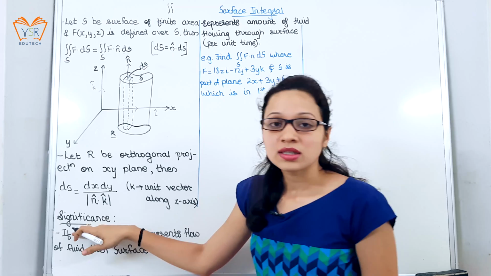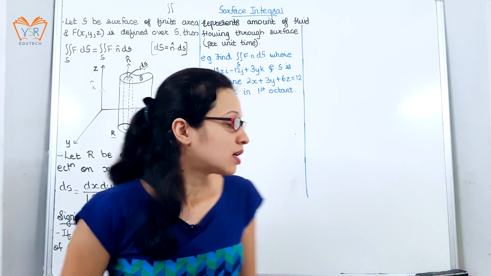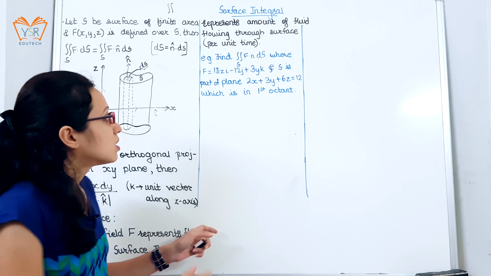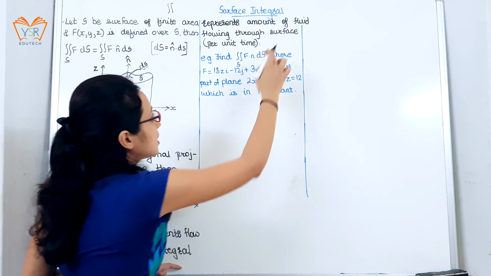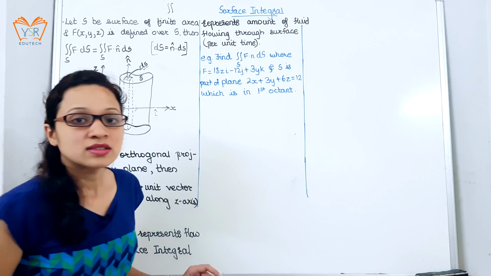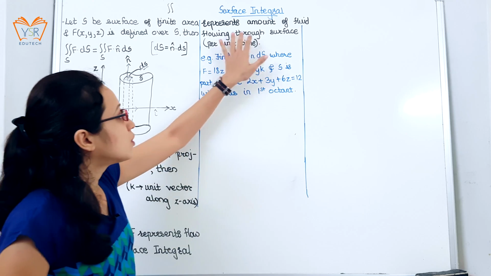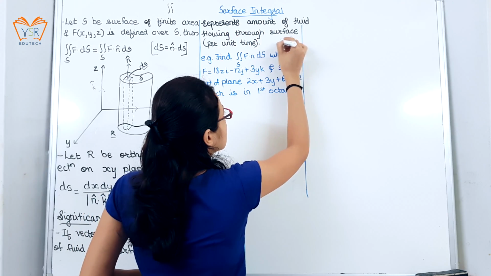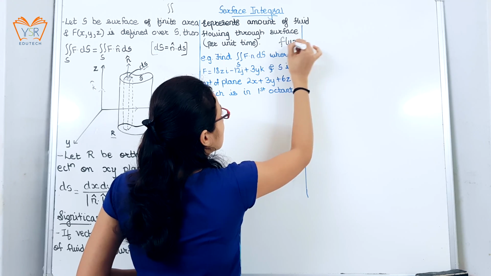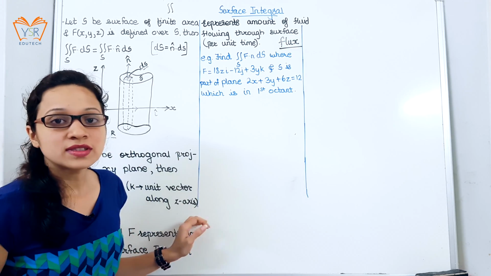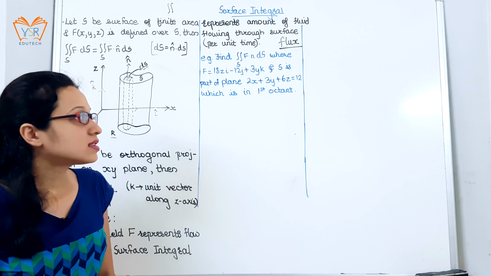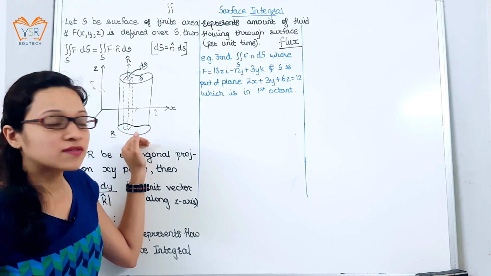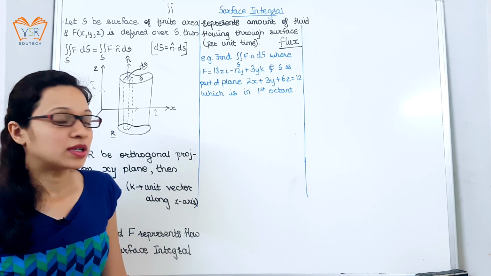Moving on to the significance of the surface integral. If there is a vector field that gives us the fluid flow, the surface integral will give us the amount of fluid flowing through the surface, and the amount of fluid that flows through the surface per unit time gives us flux. So the surface integral is also called the flux integral. This is the significance.